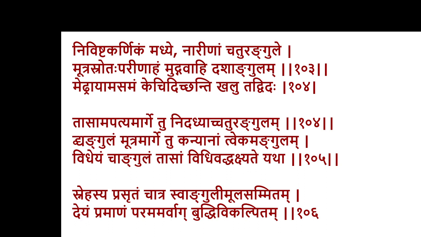For the females, there should be karnika in the middle of the tube and at the 4th angular level, and the diameter would be mutrasrotaparinaham, as thick as that of the urethra. So the female's tube is wider and the male's tube is narrower, thinner as such, and that's the reason it can be easily pushed in the female urethra.